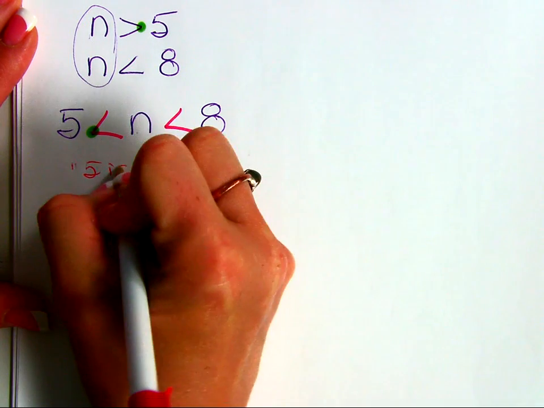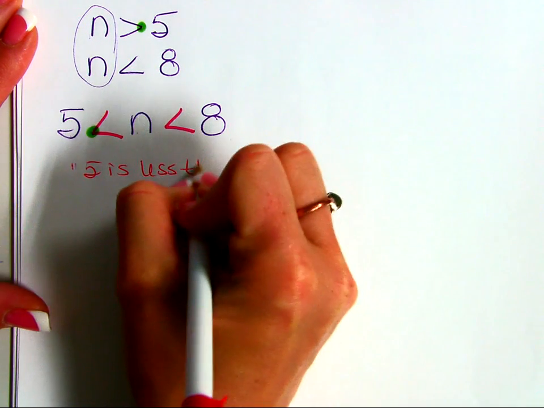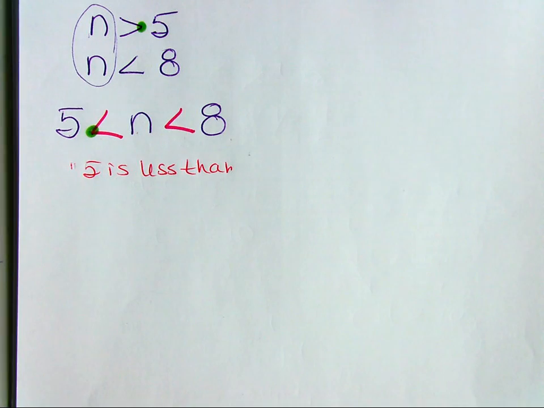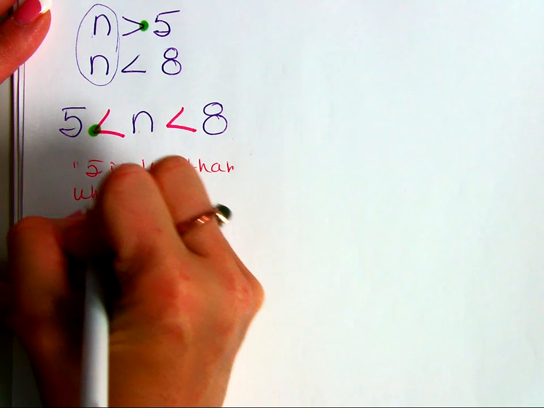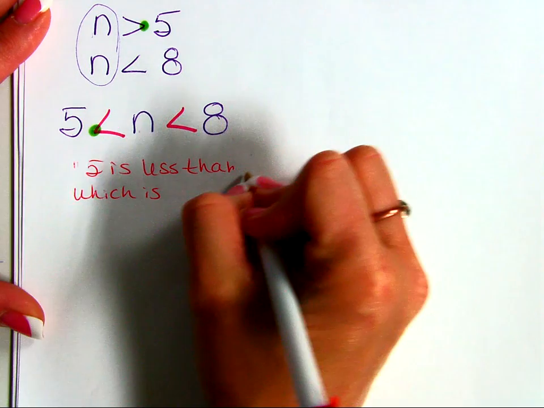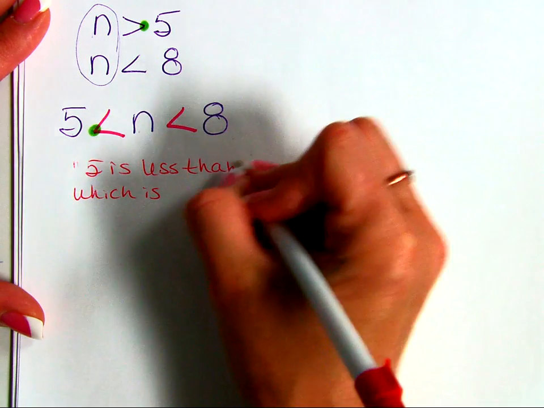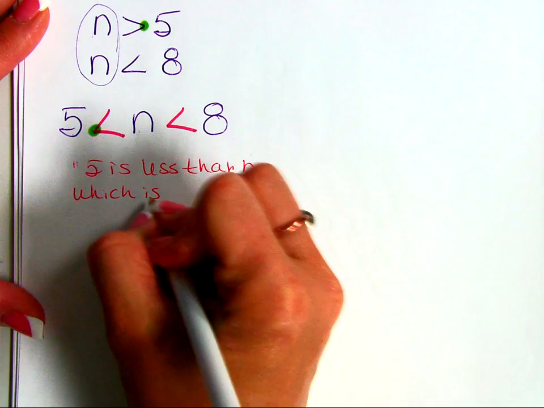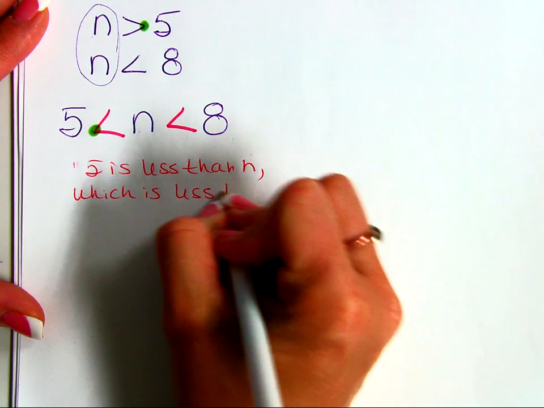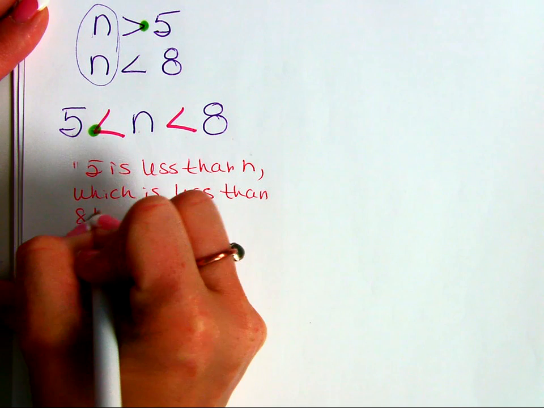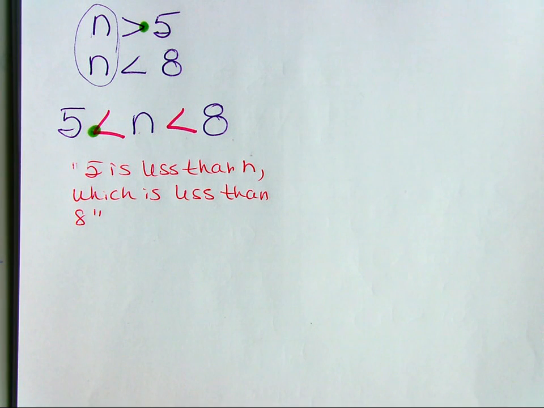So to read this, you would say 5 is less than N, which means N is greater than 5, right? Meaning 5 is less than N, comma, which is less than 8. Okay, does that make sense?